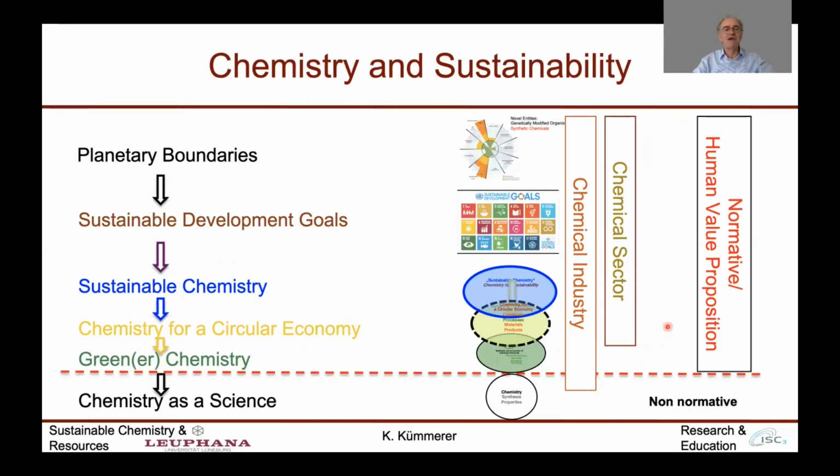If you talk about chemistry, we have science, as mentioned already down here, but we have also chemistry as a sector and an industry. And also the sector and the industry are mostly driven by human value propositions, maybe more, better, cheaper, for example, or offering certain functions which we humans want to have. However, the chemical industry itself also is rooted in chemistry as a science, but all the applications are normative.